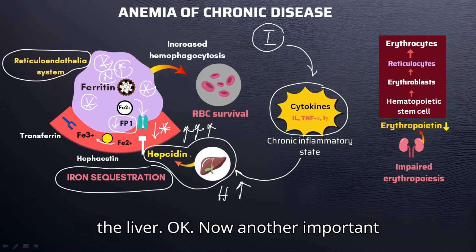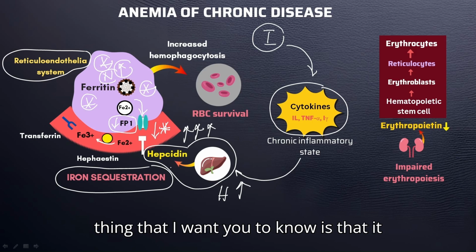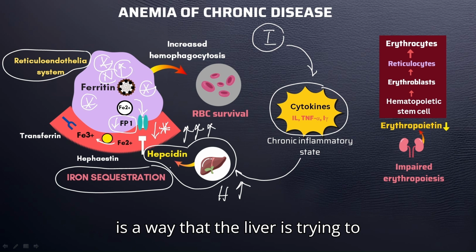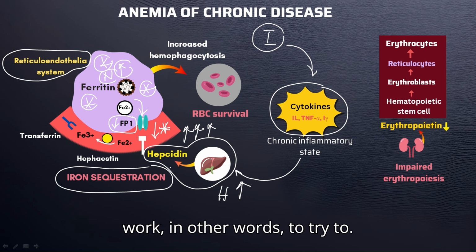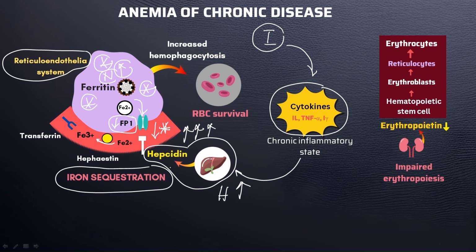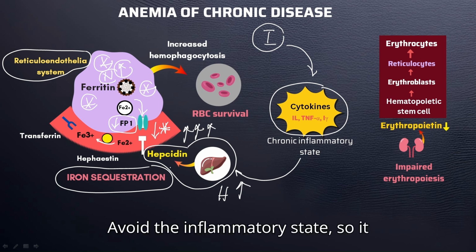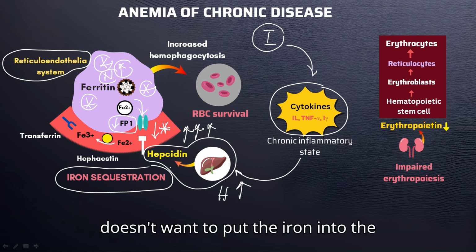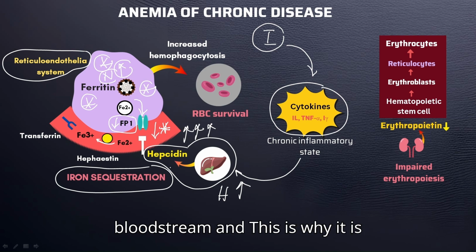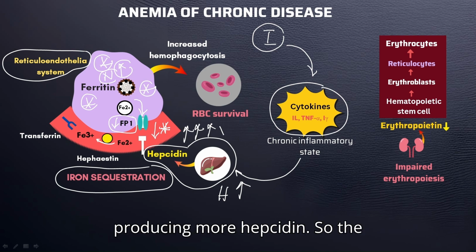Okay. Now, another important thing that I want you to know is that it is a way that the liver is trying to work, in other words, to try to avoid the inflammatory state. So it doesn't want to put the iron into the bloodstream. And this is why it is producing more hepcidin.